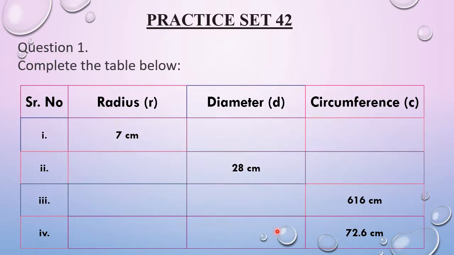In question 2 radius is not given, only diameter is given. We have to find the radius and circumference. In question 3 circumference is given. We have to find radius and diameter, and in question 4 circumference is given only, we have to find the radius and diameter. Let's see solution for this.